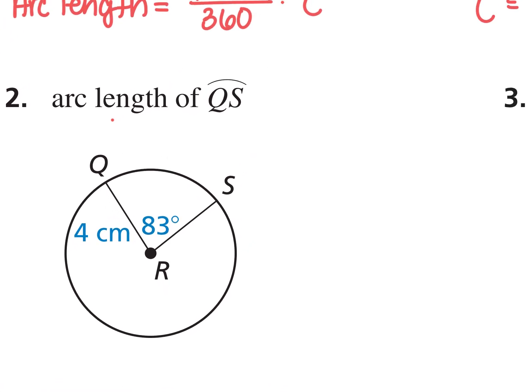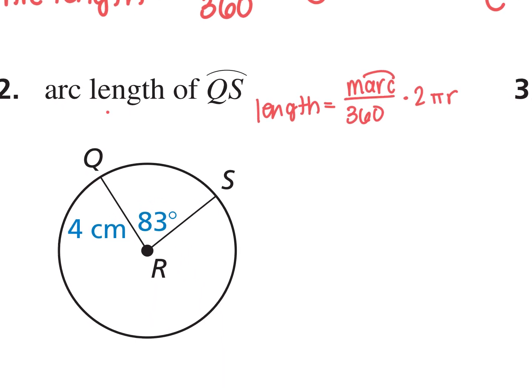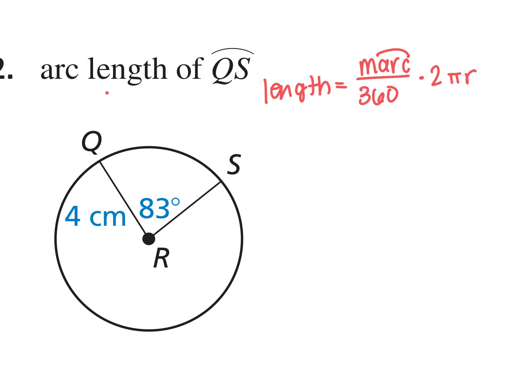So for this one, I'm going to use length equals the measure of the arc over 360. All right, once I did that, I'm still using 2 pi r because they're giving me my radius. Again, if you used pi times diameter, you have to just make sure you double the radius to give you 8. Solving for what I have. I am solving for my length, so all I'm doing is setting up the measure of my arc, which is also 83 over 360 times 2 pi times 4.